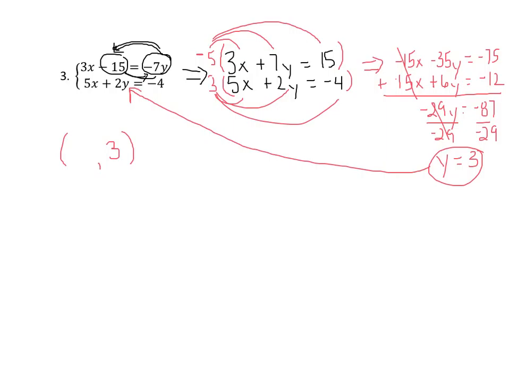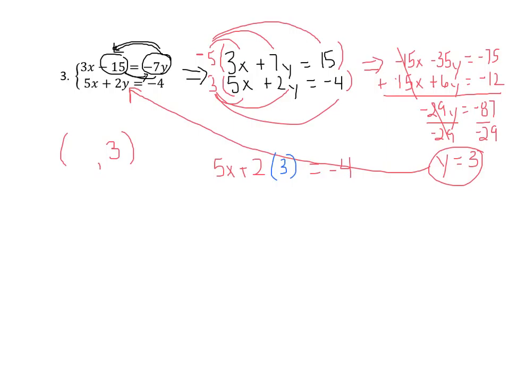Don't try and substitute it into these equations right here because you might have made a mistake from here to here. So do it into the original equation, and that way if you made a mistake, you'll be able to catch it. So let's plug it into the bottom one. So I'm going to have 5x plus 2, take your 3 and plug it in for the y, and that should equal negative 4.